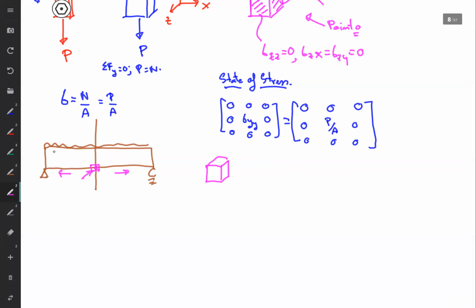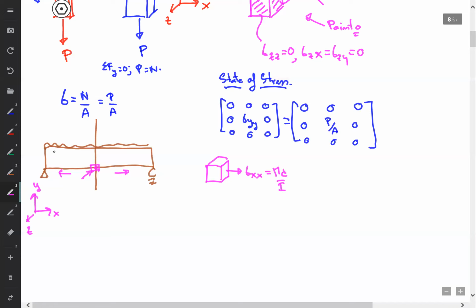At this point, if we set up the axes first, x, y, z, right? At this point we should have sigma x, right? Sigma x is equal to what? It is equal to Mc over I, right? And actually, it should have sigma xy also. Sigma xy, okay?